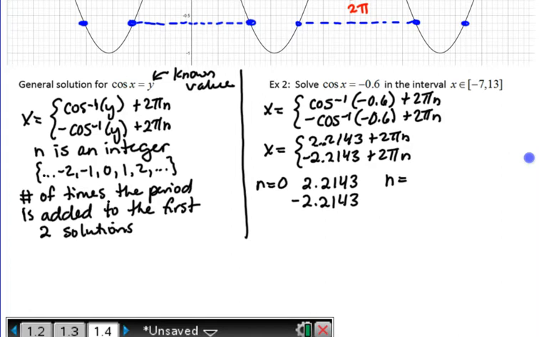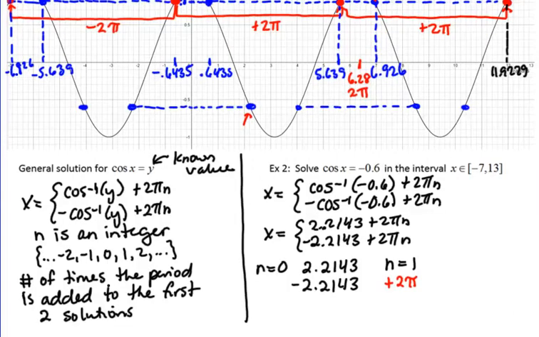Then I'm going to add 2 pi. I'm sorry, that's not my first two solutions. My first two solutions are on either side of the y-axis. This is the 2.214 and negative 2.214, which looks very reasonable. I draw those up there, okay?